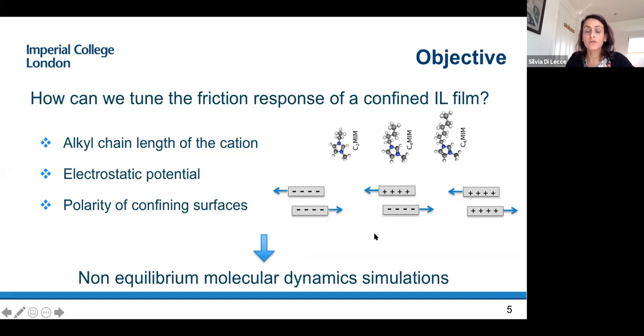But what happens if we change, for example, the polarity? Let's say we have one slab which is negative and the other one positive, or both negative, or both positively charged. We are going to do that by using non-equilibrium molecular dynamics simulation.